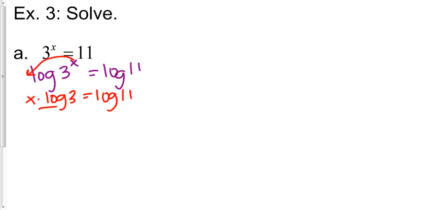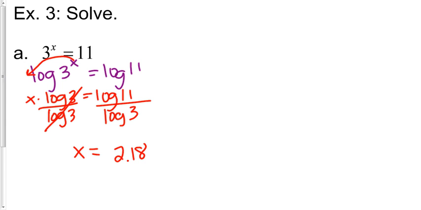Well, let's divide each side by the log of 3 to get x by itself and do some calculation. So x equals the log of 11 over the log of 3. Go ahead and type that in. You should get 2.1828, to 4 decimal places again.